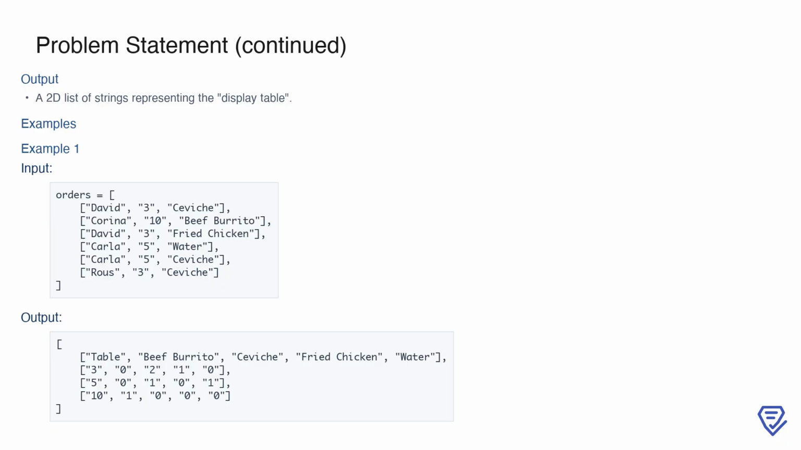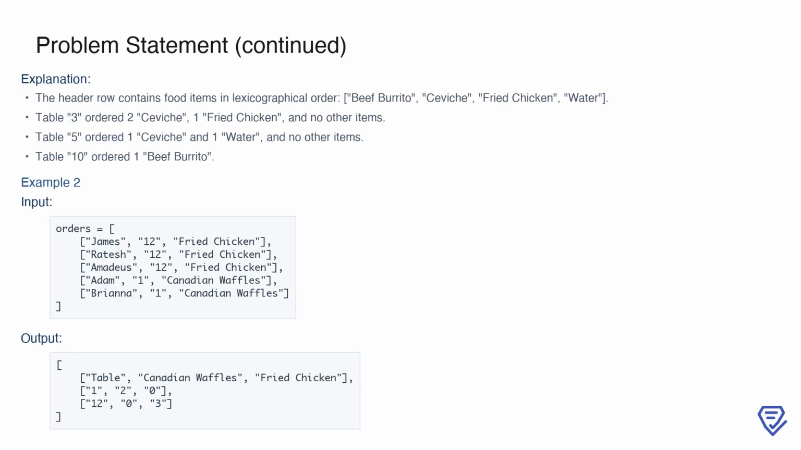For each table, the corresponding row will show the table number followed by the count of each food item listed in the header. For example, table 3 ordered 2 ceviche and 1 fried chicken, so its row will be 3, 0, 2, 1, 0. Similarly, rows for tables 5 and 10 are added based on their respective orders. Breaking this example down further, the first row of the output, the header row, includes all food items sorted alphabetically: beef burrito, ceviche, fried chicken, and water.